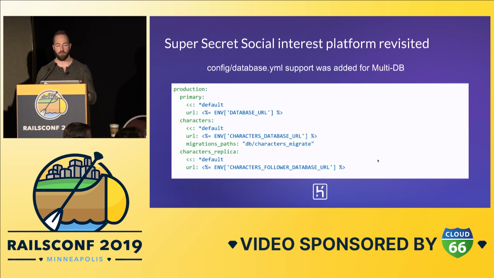So to start, here's a base example of splitting out just the characters. So say characters is a URL that we have defined on your application in config vars. You can also create a replica in a similar fashion and define it at the database YAML file.